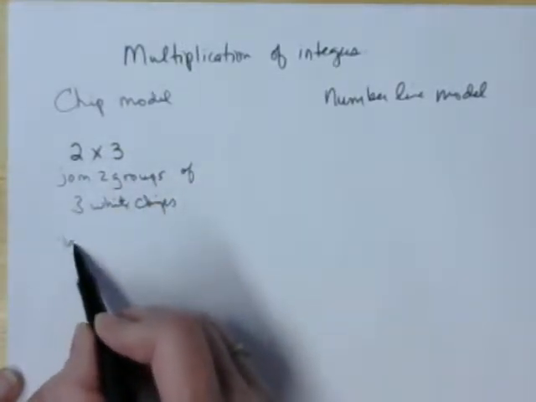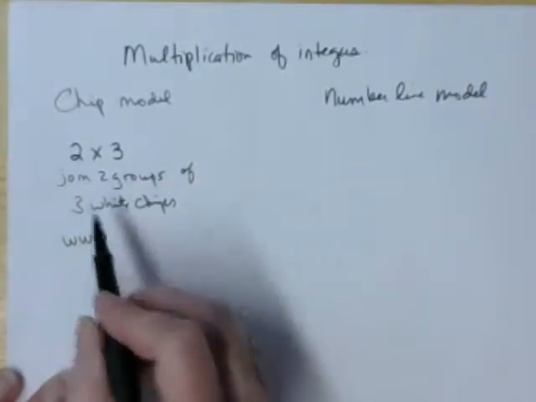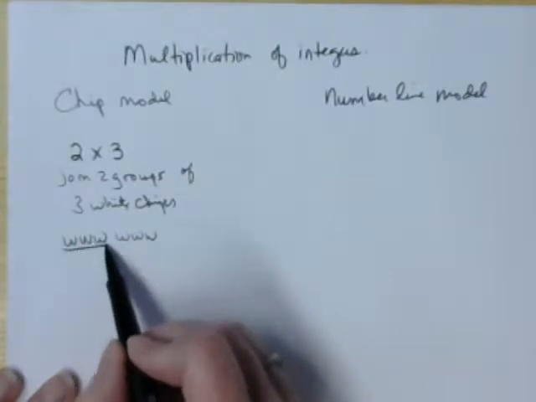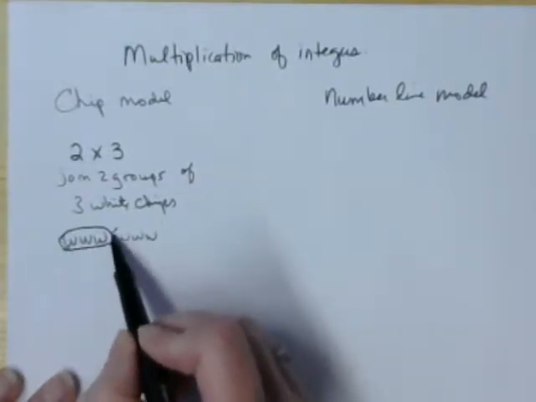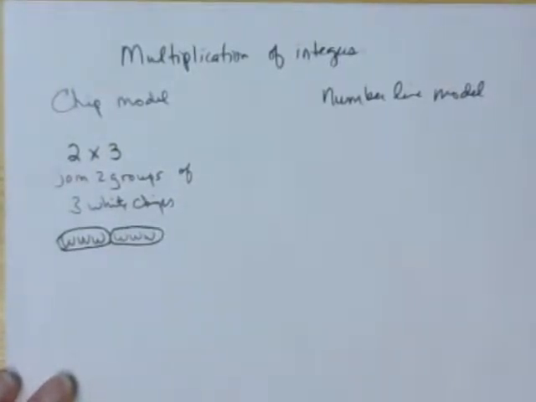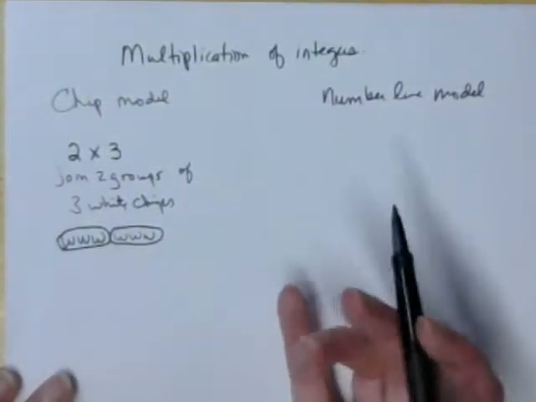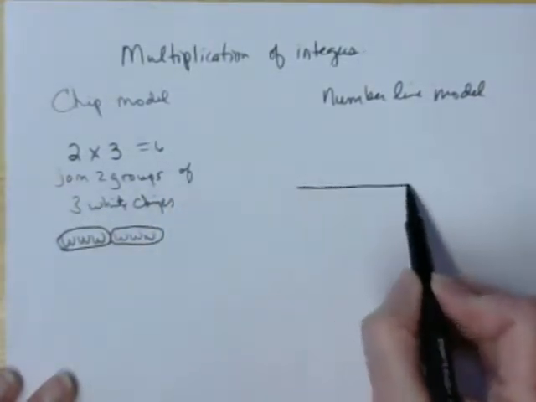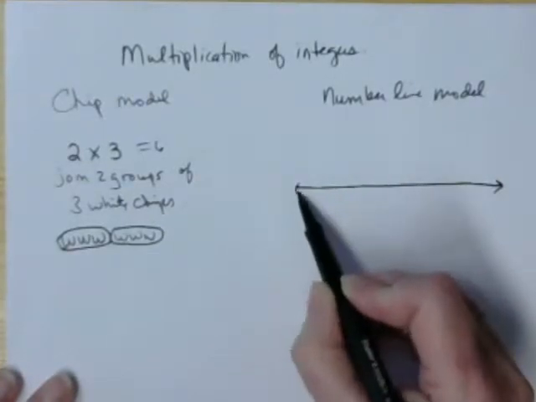So here's one group of 3 white chips, and here's another group of 3 white chips. If you really wanted to emphasize this, you could even circle the chips. That's not necessary, but if you go back to what we did in 118 with set theory, that might be a little more familiar to you from the way we sometimes dealt with sets in that course. So obviously we got 6 white chips. Our answer is 6.